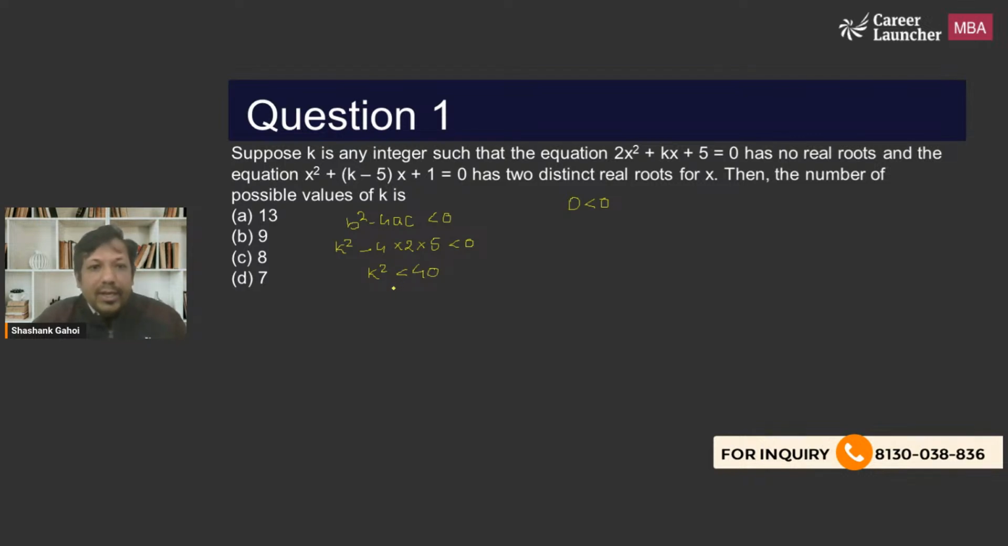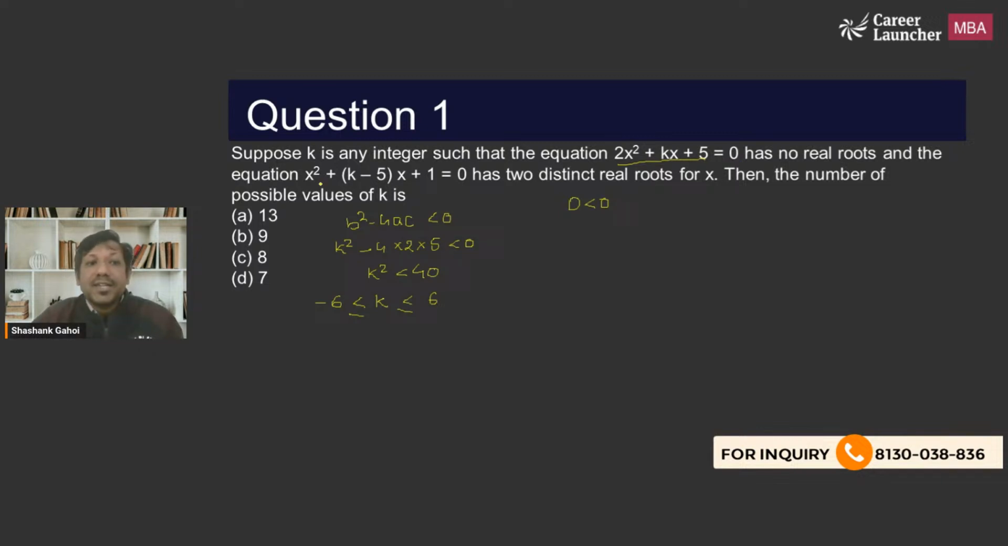Now, from here, what I can conclude, and it says that k is an integer, right? So it means k should be less than 7, as well as k should be greater than minus 7. Now, what happens if you give k a value of 7? This 7 square is definitely greater than 40. If you give k a value of minus 7, again, minus 7 square is 49, greater than 40. So any value that's less than minus 7 will not be acceptable. Any value that's greater than 7 will not be acceptable. So the range of k comes out to be this.